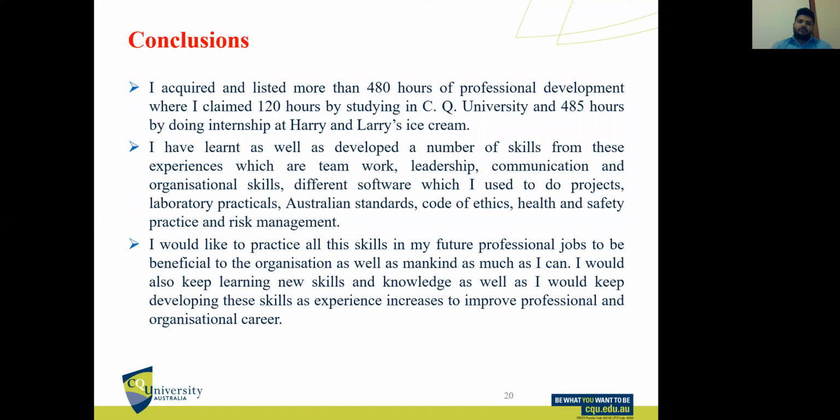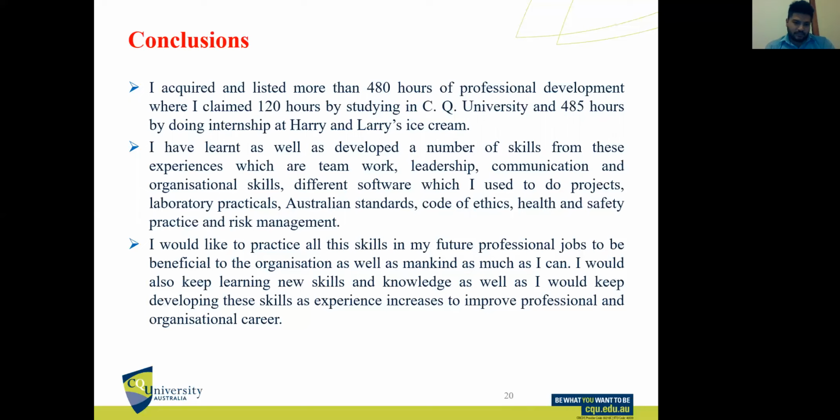Finally, the conclusion is that I acquired and listed more than 480 hours of professional development, where I claimed 120 hours by studying at Central Queensland University and 485 hours by doing an internship at Harry and Larry's Ice Cream, which is Harry's Private Limited. I have learned as well as developed a number of skills from these experiences, which are teamwork, leadership, and organizational skills, different software which I use to do projects, laboratory practicals, Australian standards, code of ethics, health and safety practice, and risk management.